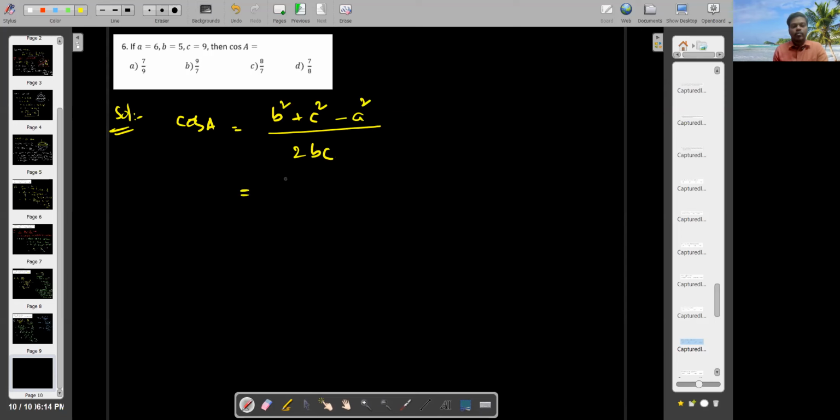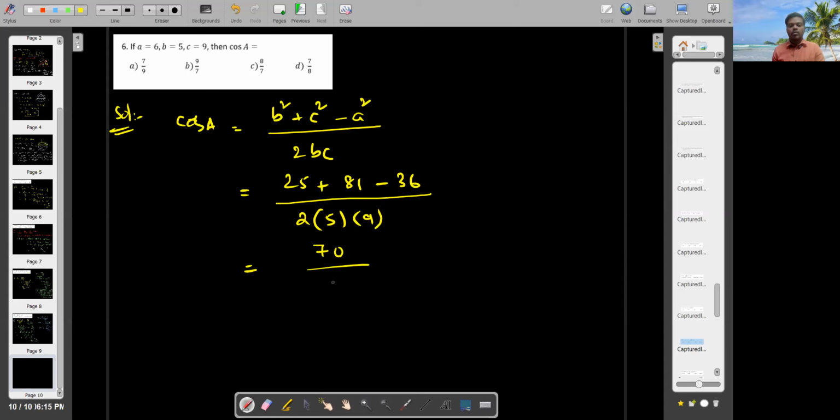So b value is 5. So 5 square is 25. Plus c is 9. 9 square is 81. Minus a is 6. 6 square is 36. By 2 times of b is 5 to c is 9. So this value is 106 minus 36. 106 minus 36 is 70 by 2 5s are 10, 10 9s are 90. So the result is 7 by 9. So option A is correct answer.